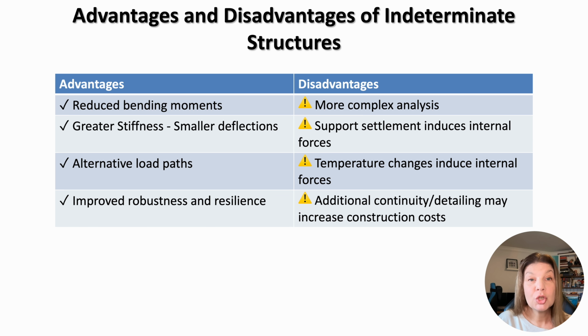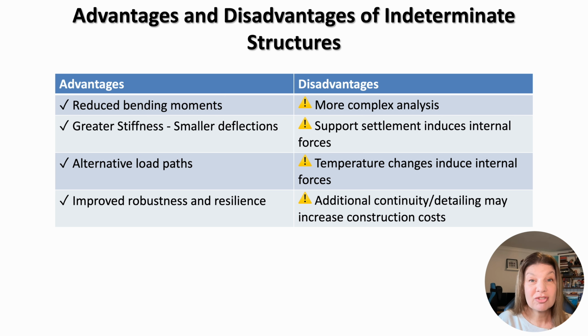We've now seen two important reasons why engineers often choose statically indeterminate structures. They can reduce bending moments and deflections and provide alternative load paths that improve the structural robustness. However, these advantages come with some trade-offs. The first is that indeterminate structures are more complex to analyse. As we've already discussed, equilibrium alone is no longer sufficient, and additional compatibility equations are required.